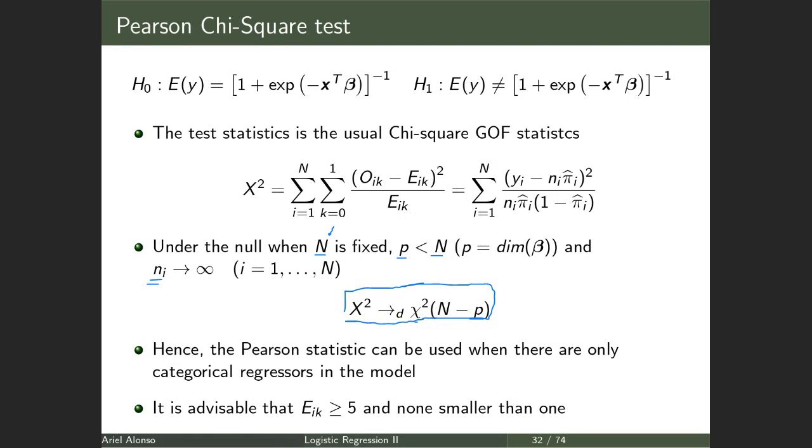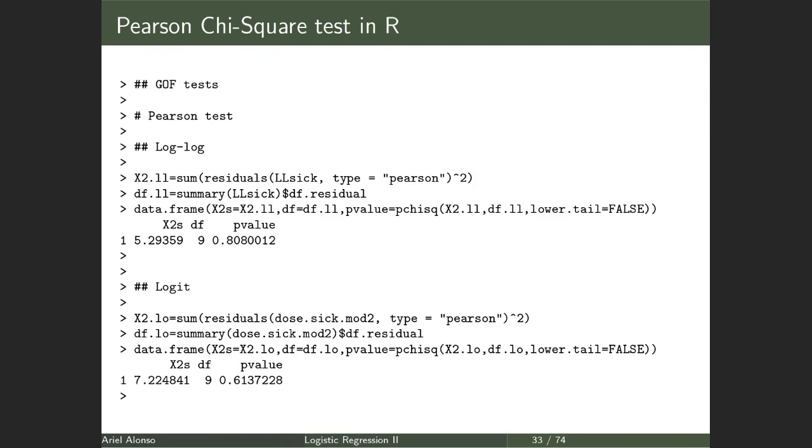And then, like all Pearson chi-squares, you typically want to have the expected frequencies larger than 5, so that these predicted expected values for the model tend to be higher than 5 to get some good asymptotic approximation. And none of them, of course, smaller than 1.